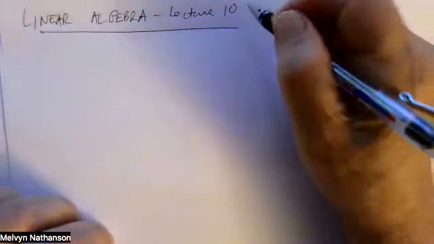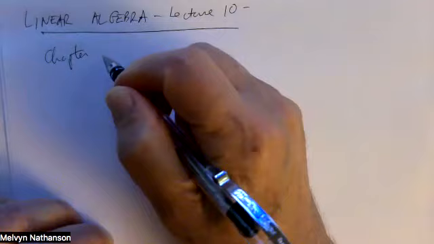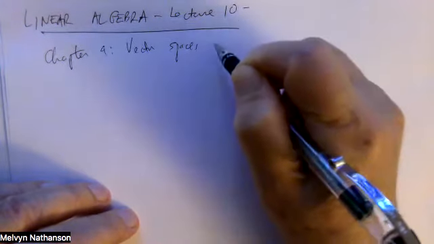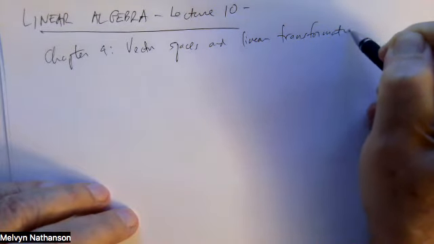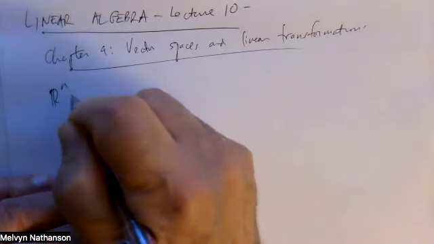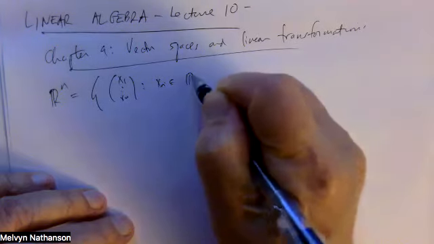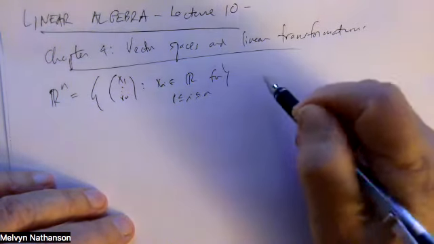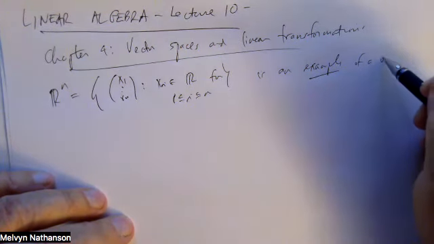All right, this is lecture 10 in linear algebra, and what we're starting today is in the new set of notes, chapter 4 on vector spaces and linear transformations. So up to now we considered Rn, which is the set of all column vectors with n coordinates. This is an example of a vector space.